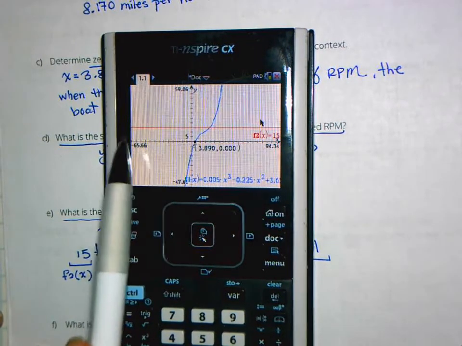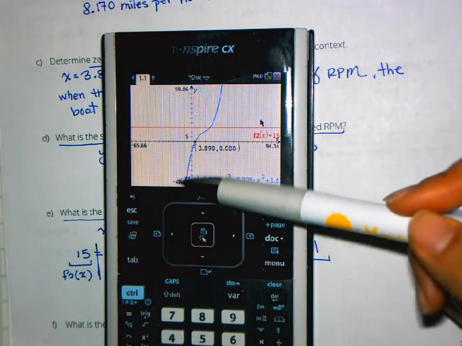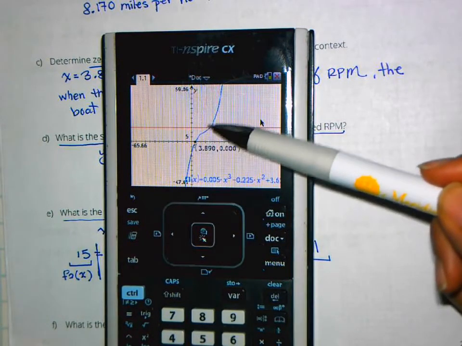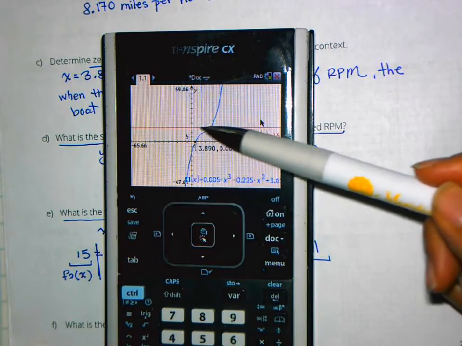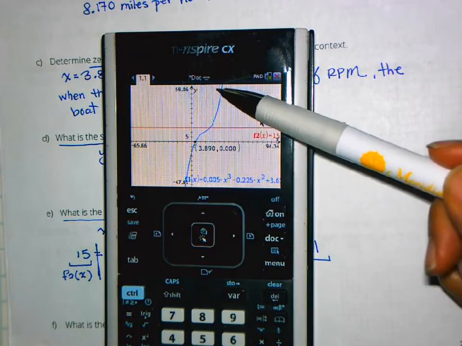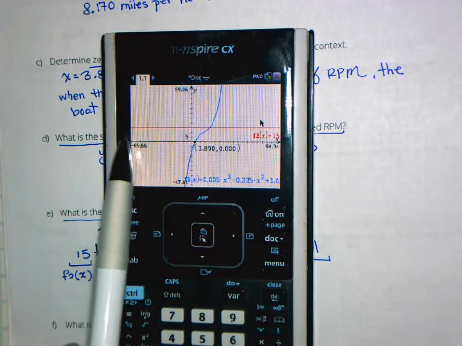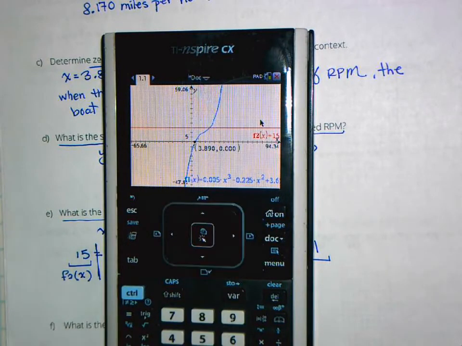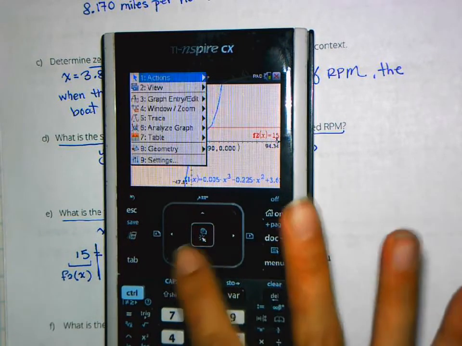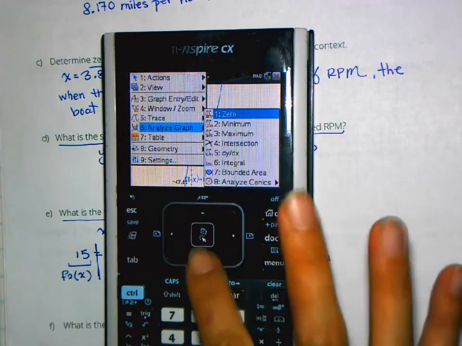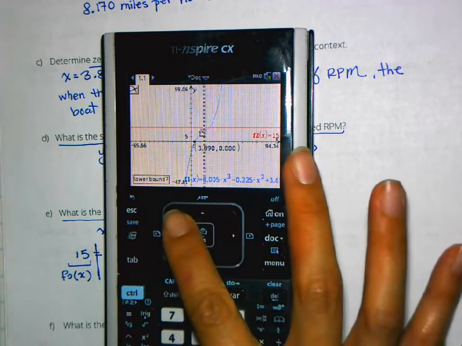This is when the speed is at 15 miles per hour. This is the speed of the boat at different engine rotation or different engine speed. So when is this graph equal to this graph? You're looking at the intersection right there. So you're going to go to Menu, Analyze Graph, Intersection, and just highlight that intersection.